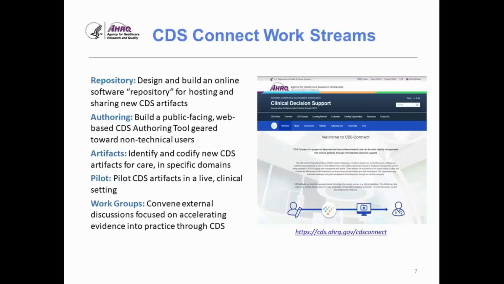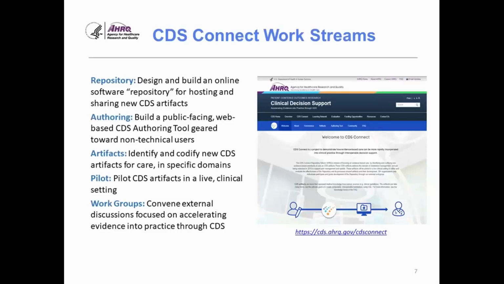The project has several interwoven work streams. The first is the repository itself, which is live now and accessible via the hyperlink in the lower right-hand corner of the slide. If you click on the term artifact in the blue menu bar, you can view the CDS artifacts, or what they really are, pieces of logic that are available right now. At present, there are 33 artifacts contributed by 10 different organizations, and they include a range of clinical topics. We've also created the authoring tool, which you'll learn a whole lot more about in the next few minutes.